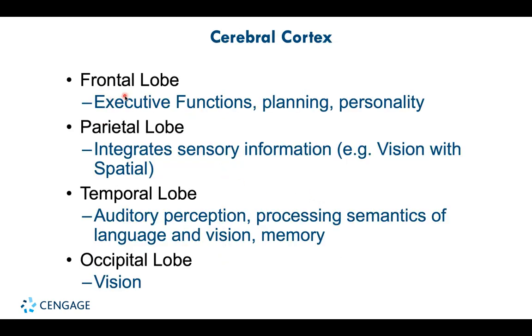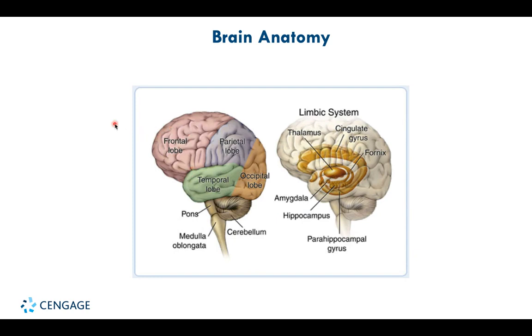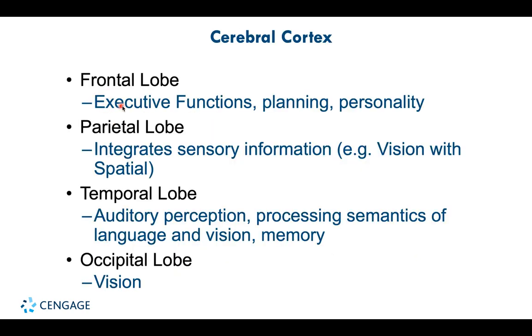So, like I said before, let's break down this cerebral cortex a little bit. The frontal lobe is what we call executive functions, these higher order cognitive functions like planning and personality. The parietal lobe helps you integrate sensory information from vision and from your spatial or physical touch senses, in addition to controlling your own bodily movements. The temporal lobe is involved in auditory perception and language, as well as a little bit of vision and memory. And then the occipital lobe is primarily governing your visual system.